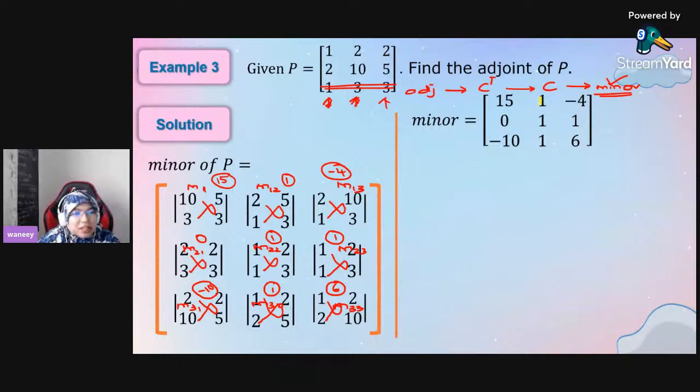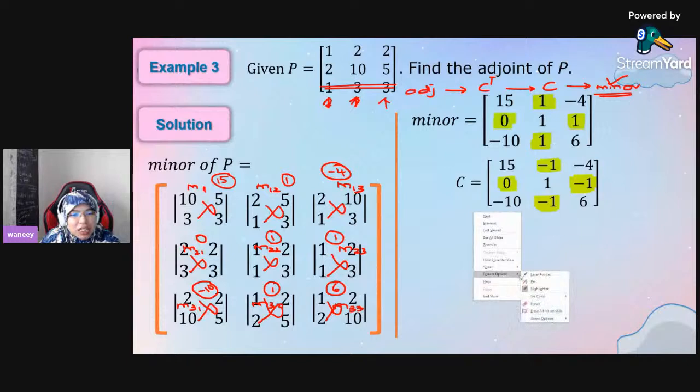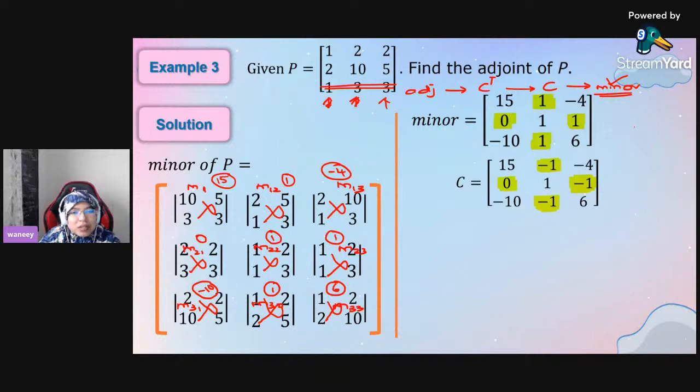Okay. So now, let's see what happened to the diagonal position. You times them with negative 1. So it will become negative 1. 0 times negative 1 is still 0. 1 times negative 1, so it will become negative 1. 1 times negative 1, again that will become negative 1. Okay, so we already changed the diagonal position. So minor to cofactor, you simply times them with negative 1 times negative 1. So minor, cofactor.